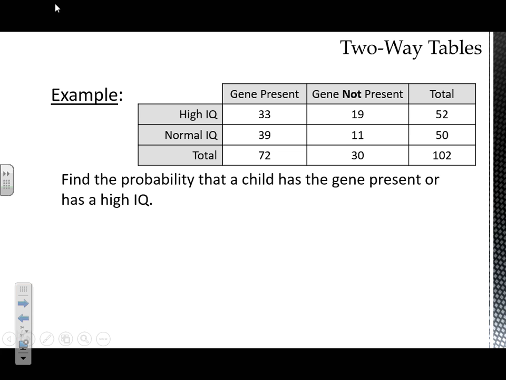So what's the key word in this statement? Or. As soon as we see the or, we're looking at one event or the other. What rule are we using? The addition rule. Okay? So we're looking at the probability that the child has the gene present or has a high IQ. So if I write out my formula, the probability that they have the gene or a high IQ. What does our addition rule say to do?